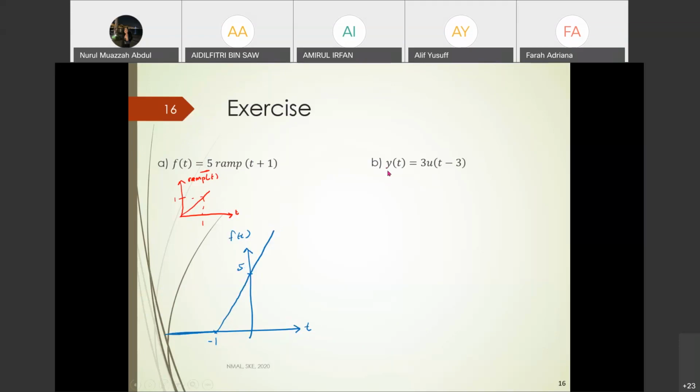And for B here, yt is equivalent to 3 ut minus 3. So again, you look at the original form of the unit step function. The original form says that after 0 it should be 1, and before 0 it is 0. So this is ut. When you want to draw, you shift by 3 to the right.